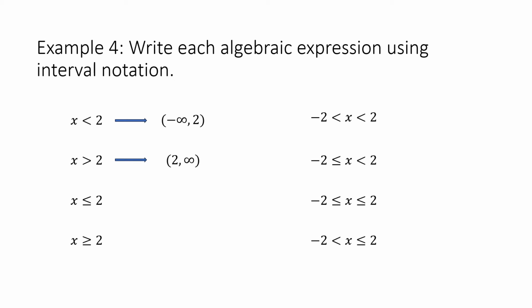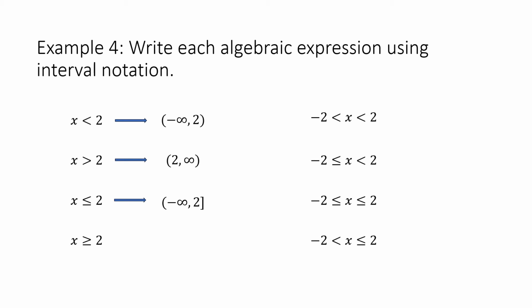Next we have x is less than or equal to 2. So x is still going towards negative infinity, and then we have a line underneath the inequality at 2, so that means there's going to be a bracket at 2. In interval notation, it's going to look like this: parentheses, negative infinity, comma, 2 with a bracket.